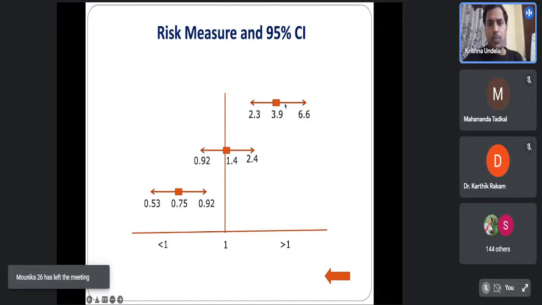Why is it only 2.9 times? Actually, this one is a null value. As I mentioned initially, the 1 is a null value, right? Just remember clearly, understand clearly. This is the line of 1, the null value, okay? And the risk is starting from 1.